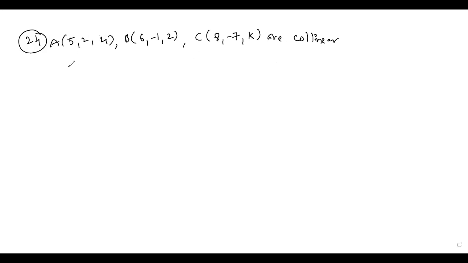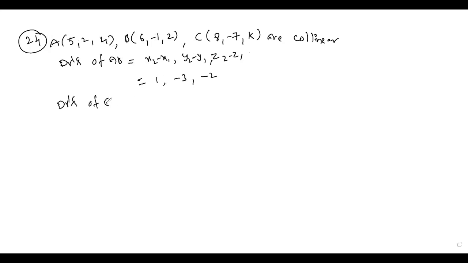Okay, now I'll first find DRs of AB. DRs of AB means what? By the formula for the line joining 2 points, this is x1, y1, z1 and this is x2, y2, z2. 6 minus 5, 1. Minus 1 minus 2, that is minus 3. 2 minus 4, that is minus 2. DRs of BC I'll take next. Same: 8 minus 6, 2. Minus 7 minus of minus, plus 1, that is minus 6. K minus 2. These values are like a1, b1, c1, a2, b2, c2.